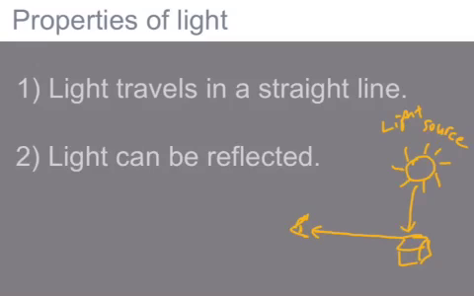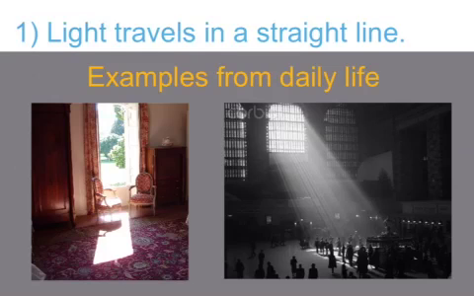So what are examples in our daily lives that we can use to show that light travels in a straight line? So the most common example will be the sunlight streaming in from your windows. If you take a look at the sunlight streaming in from your windows, you can see here in this picture that the light is actually traveling in straight lines.